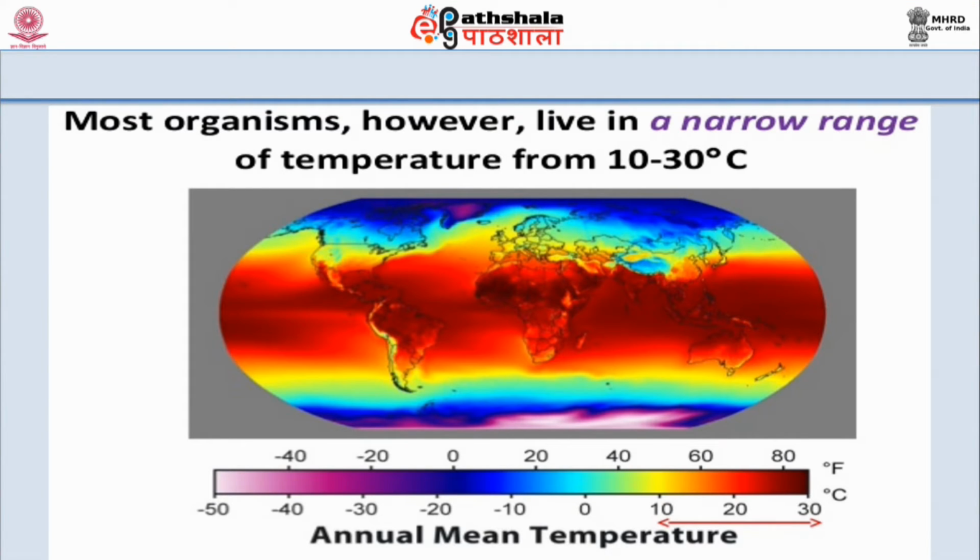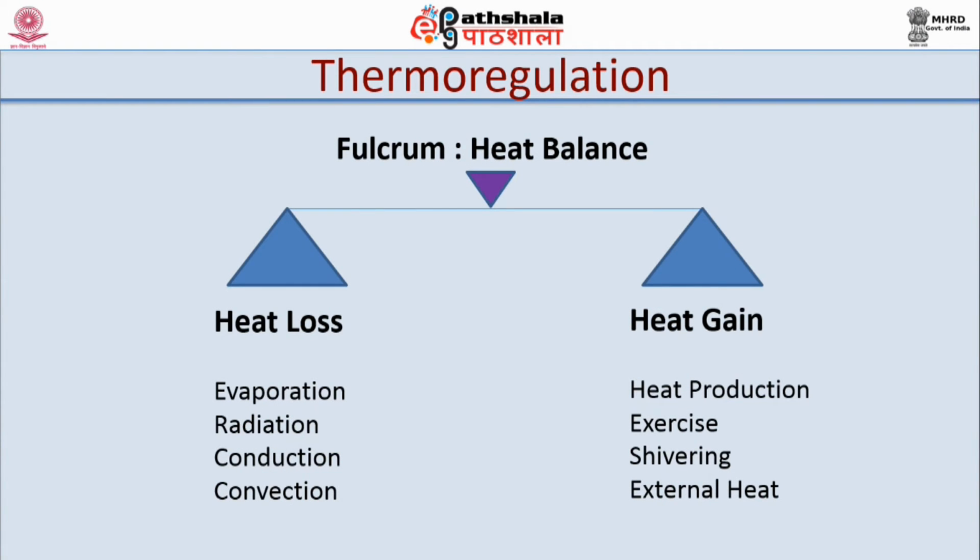Of course there are organisms which live under Arctic and Antarctic and very hot temperatures, but it's very interesting to note that most of them live under 10 to 30 degrees centigrade. So after understanding that the body temperature is maintained so well, now the question comes: how is the body regulating its temperature? It's a simple phenomenon. There is a real, critical way of balancing heat loss and heat production. So there has to be a fulcrum maintaining the heat balance, that is the important part, and that is how it is maintaining the body temperature.